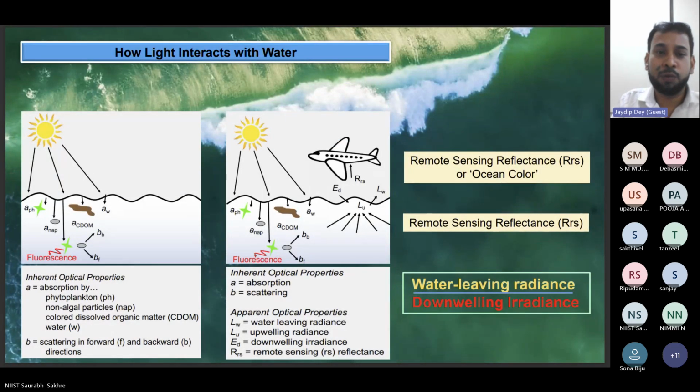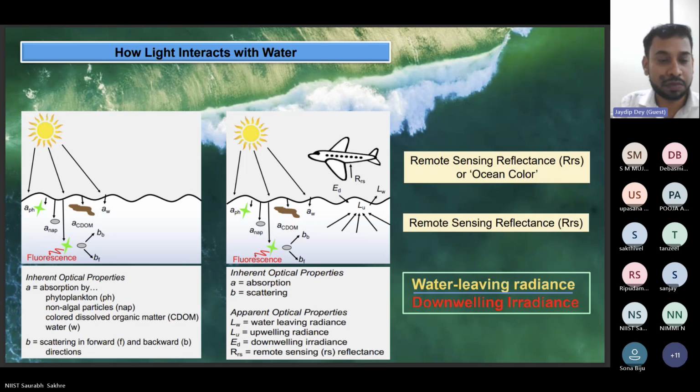So how does light interact with water? In water, there are many constituents like colored dissolved organic matter, non-algal particles, and phytoplankton. All these things interact with light when it is passing through the water. This impacts the inherent properties of light, so it creates absorption and scattering.